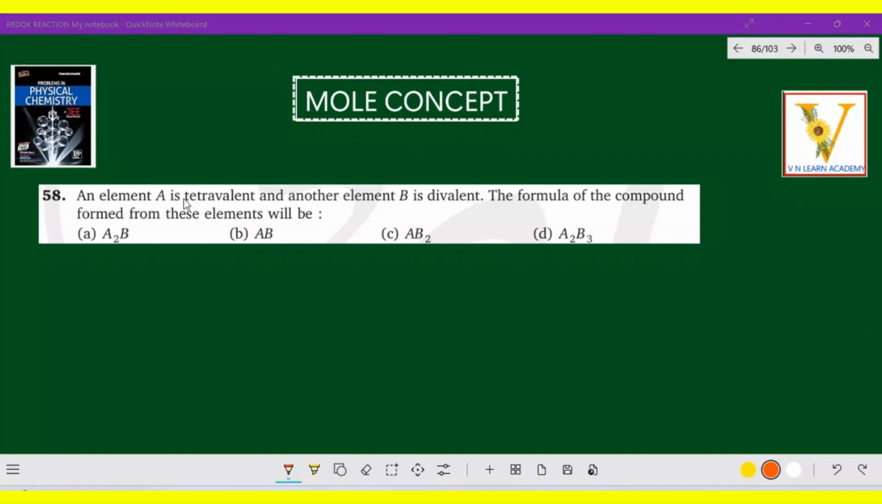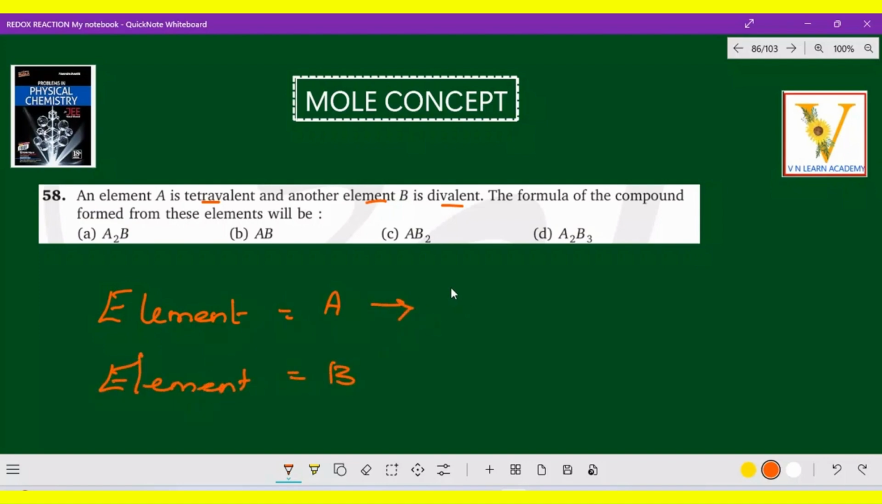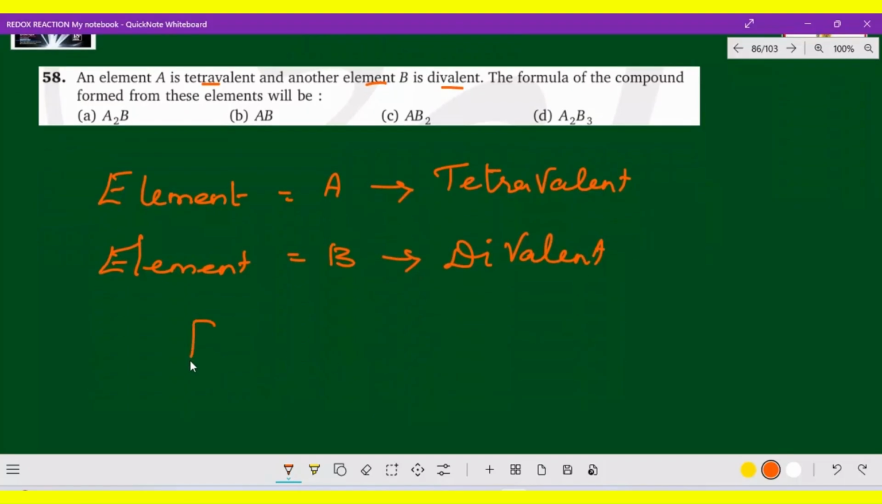The next question: an element A is tetravalent and another element B is divalent. So what will be the formula of the compound formed? It's very simple, easy only, but they are asking in a tricky way. Element A is tetravalent and B is divalent. Now how to write the formula? Usually we use the valency method, the crisscross method.